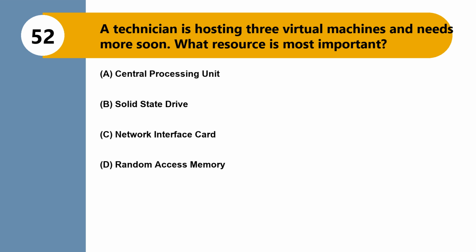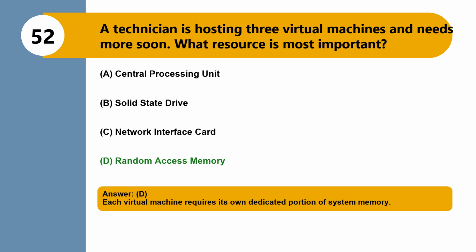Question 52. A technician is hosting 3 virtual machines and needs more soon. What resource is most important? Option A, central processing unit. Option B, solid state drive. Option C, network interface card. Option D, random access memory. The correct answer is option D, random access memory. Each virtual machine requires its own dedicated portion of system memory.